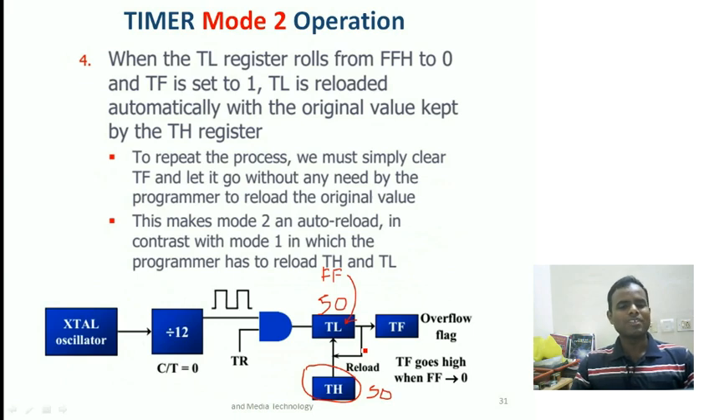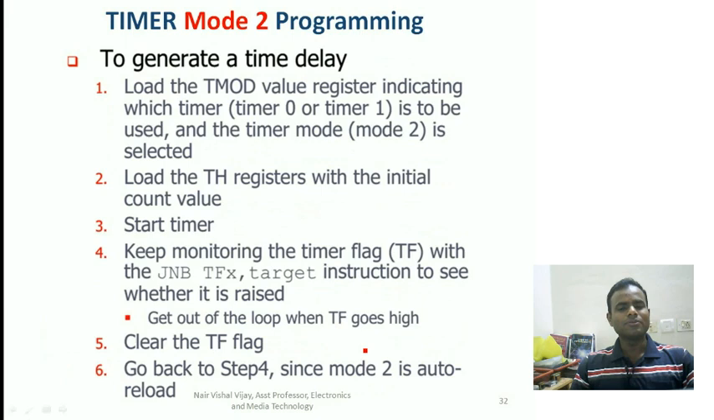Again, the programming steps are very simple. All that you have to do is load the TMOD register for getting the right timer configuration. Then you have to load the TH value with the initial value. Then you have to start the timer, of course, with the TR bit. Then check if the timer overflow flag is set. When it is set, you have to clear the timer overflow flag and timer run bit and go back to step 4 to check again. Okay. That is timer mode 2 programming.